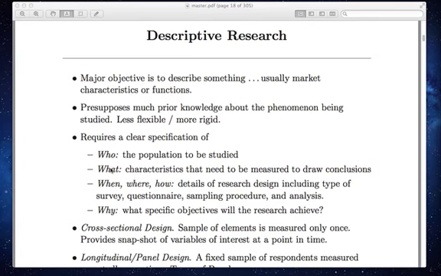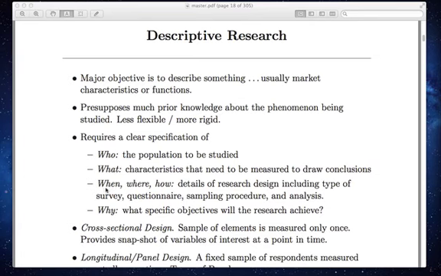Next, we need a very specific characterization of what we're going to measure. What specific attributes, what specific beliefs, what specific attitudes are we trying to measure about this group?